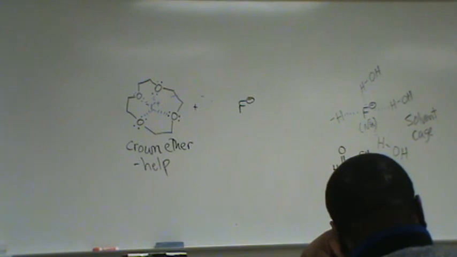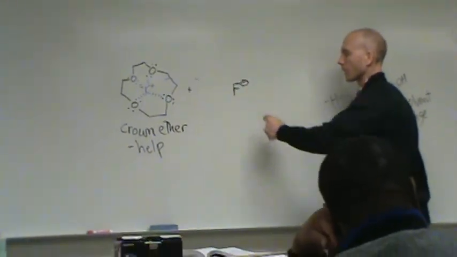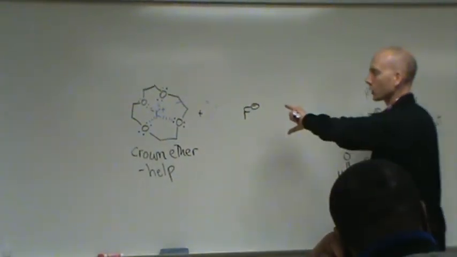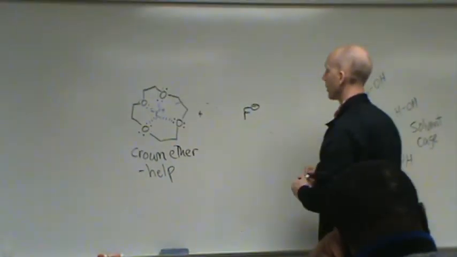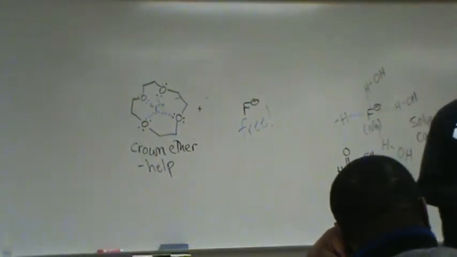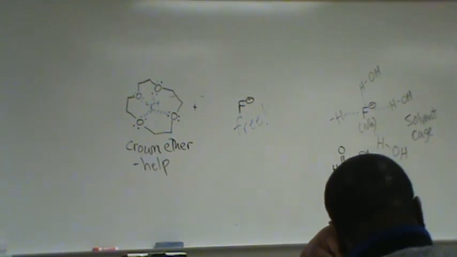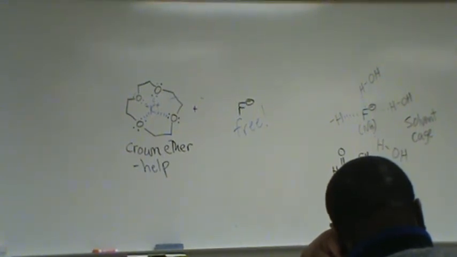Do you think that would be good or bad? It's good. Why is it good? Because it frees the fluorine. So if K plus stays with the fluorine, fluorine is not as free. Now it traps K plus, so now my F minus is free. Free to do what? Free to attack. That's the purpose of the crown ether. It traps the metal like a wild animal.